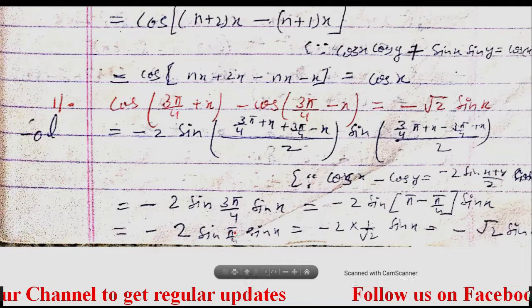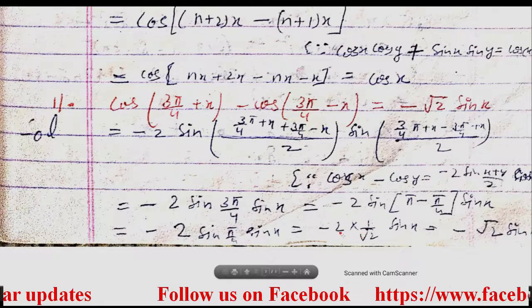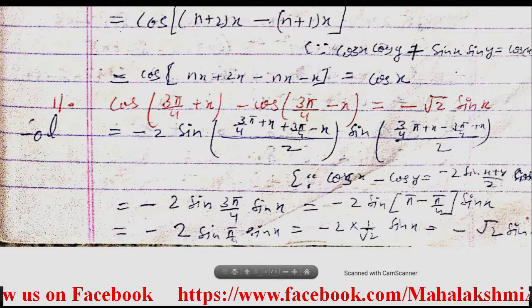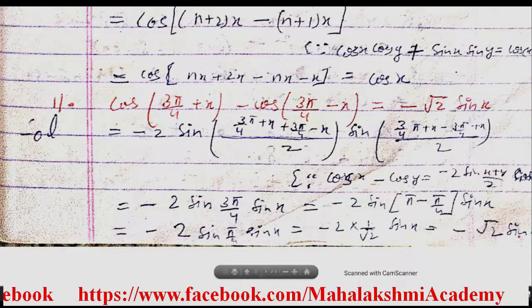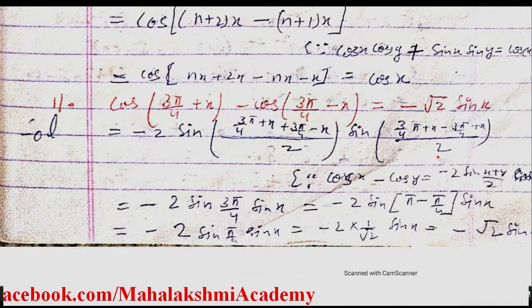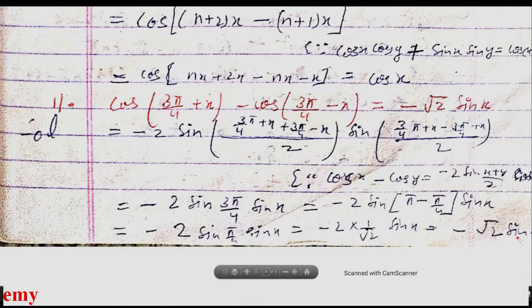And what is sin pi upon 4, students? It's 1 upon root 2. Now this 2 and root 2 just cancel. We will achieve root 2 sine x. That is your right hand side. That is, the right hand side is minus root 2 sine x, and here we will get minus root 2 sine x.